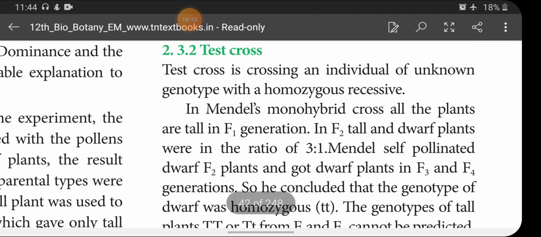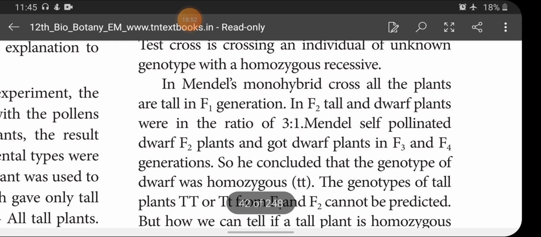Next, test cross. What is a test cross? A test cross is crossing an individual of unknown genotype with a homozygous recessive. We can say it is a tall plant, but there are two types of tall plant: homozygous tall and heterozygous tall. When we see a plant externally, we can say it is tall, but we don't know whether it is homozygous tall or heterozygous tall. In that case, we can find whether the plant is homozygous or heterozygous with the help of a test cross.